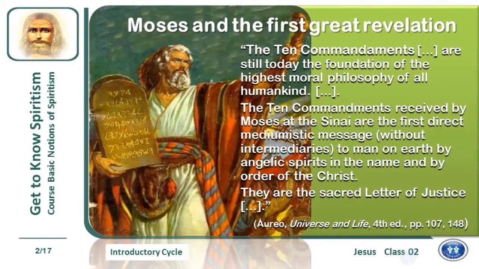Starting with Moses and the first great revelation, the 10 Commandments. Do you remember the 10 Commandments? The 10 Commandments are still today the foundation of the highest moral philosophy of all humankind. The 10 Commandments received by Moses at Mount Sinai are the first direct mediumistic message. What is a mediumistic message? It's a message without intermediaries to man on earth by angelic spirits in the name and by order of the Christ. In the name and by order of Jesus Christ. And this is Aureo in the book Universe and Life talking to us.